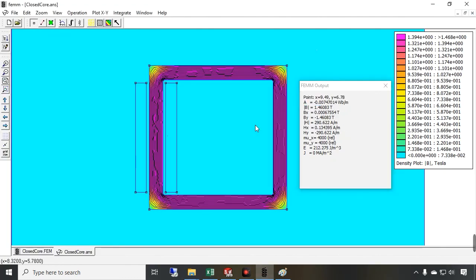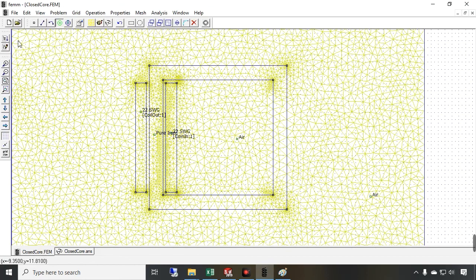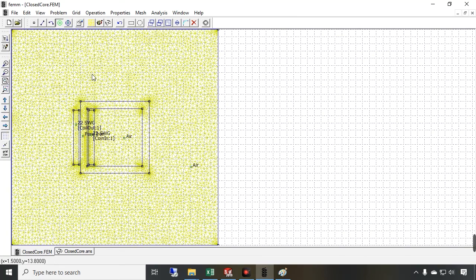Right. So, okay, this was the first magnetic problem, a linear magnetic problem, that we solved in the FEMM software.